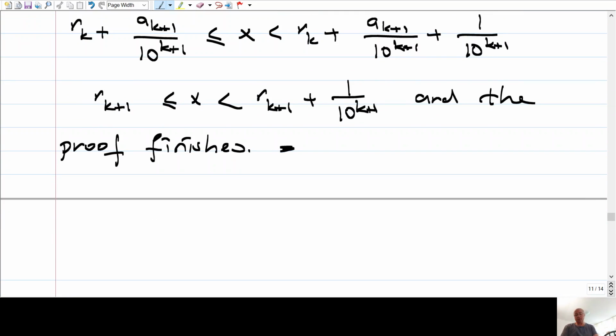Okay. Now we have the so-called density theorem.